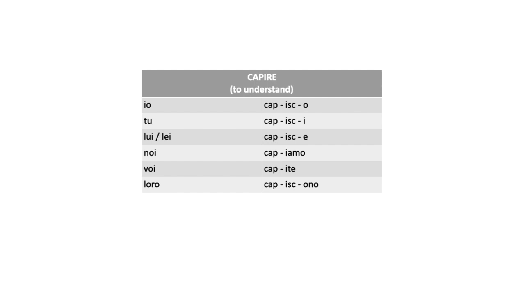So here we have an isc verb, capire, which means to understand. Notice that I'm using the standard endings for ire verbs, but I'm also inserting isc everywhere but for noi and voi. So the conjugation is io capisco, I understand. Tu capisci, you understand, you one person of course. Lui, lei capisce, he or she understands. Noi capiamo, we understand. Voi capite, you guys understand. Loro capiscono, they understand, right?